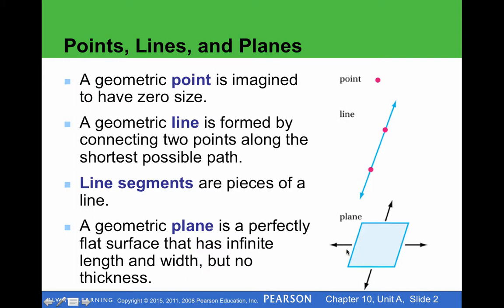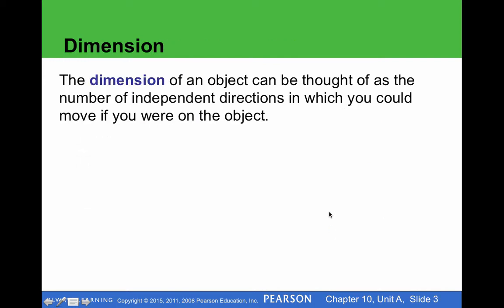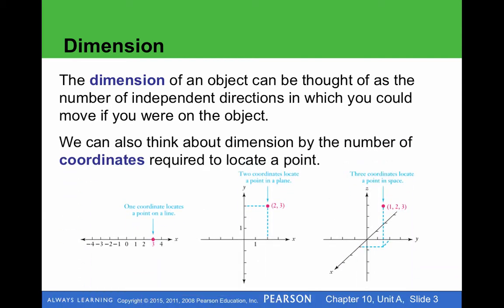It has 2 dimensions. The dimension of an object can be thought of as the number of independent directions in which you could move if you were on the object. We also think about dimension as the number of coordinates required to locate a point. So one dimension is just 1 point along one axis.